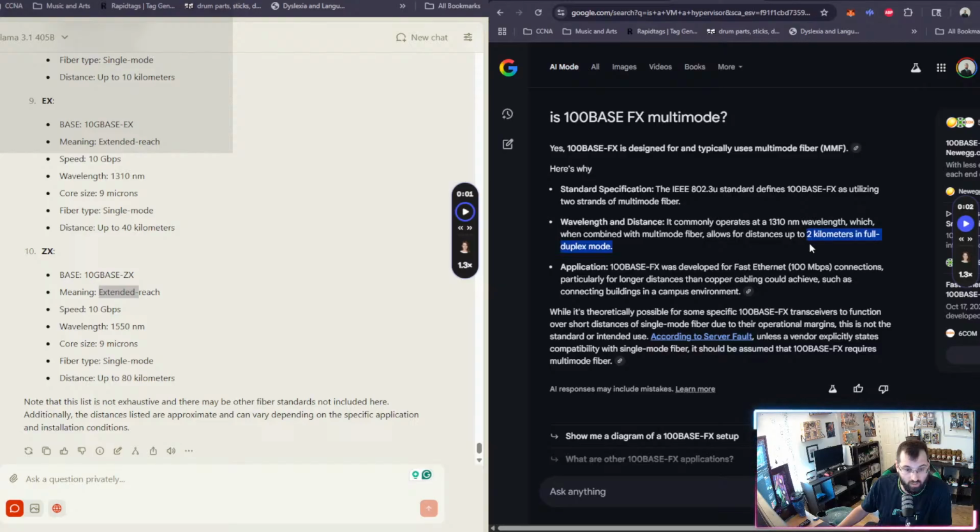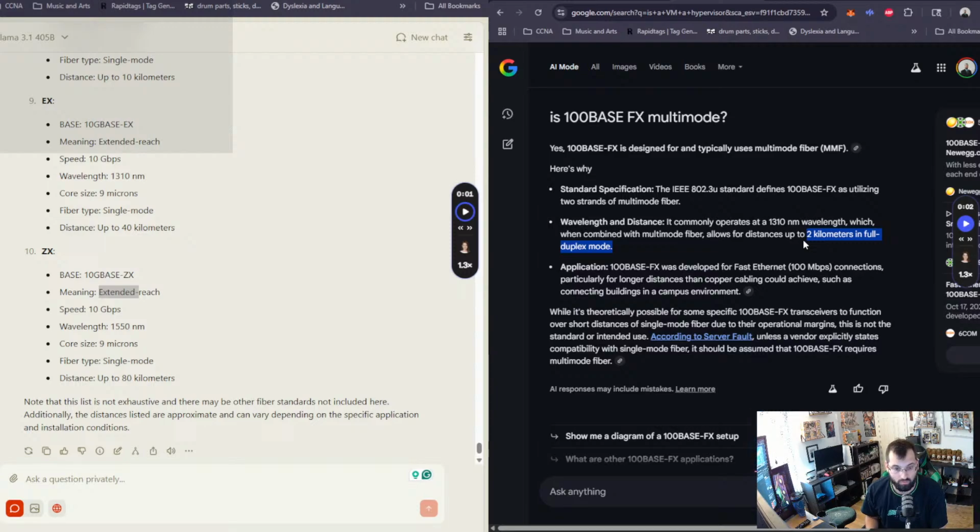Allows fiber distance up to 2 kilometers in full duplex. This just broke my entire study strategy. My entire memory base. This just broke all of it. Wavelength and distance. It commonly operates at 1310 nanometer wavelength, which when compared to the multi-mode fiber allows for distance up to.